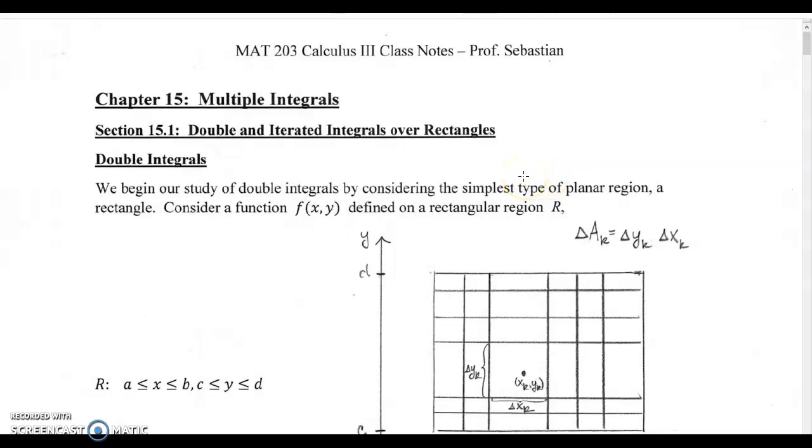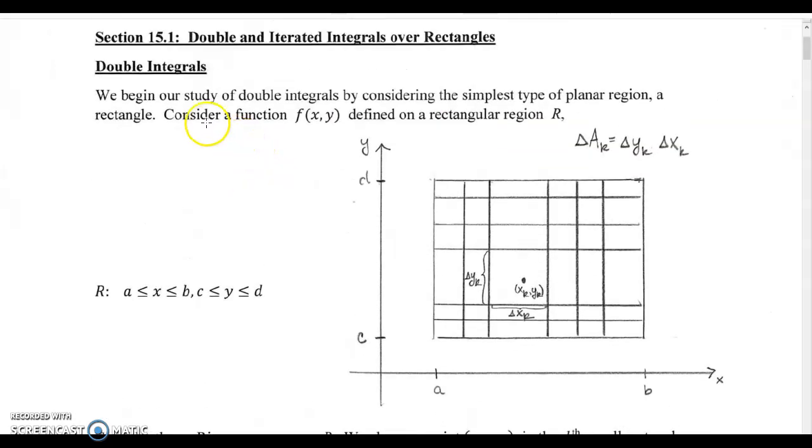We're now starting chapter 15 on multiple integrals. So in section 15.1, we want to talk about double and iterated integrals over rectangles. Iterated integrals over rectangles. Okay, so what is a double integral?